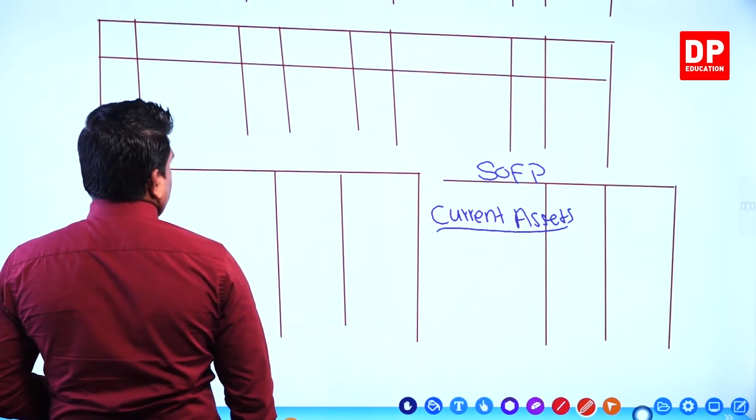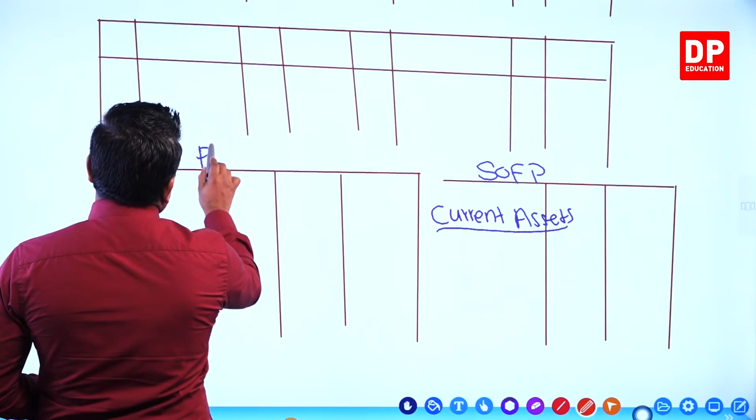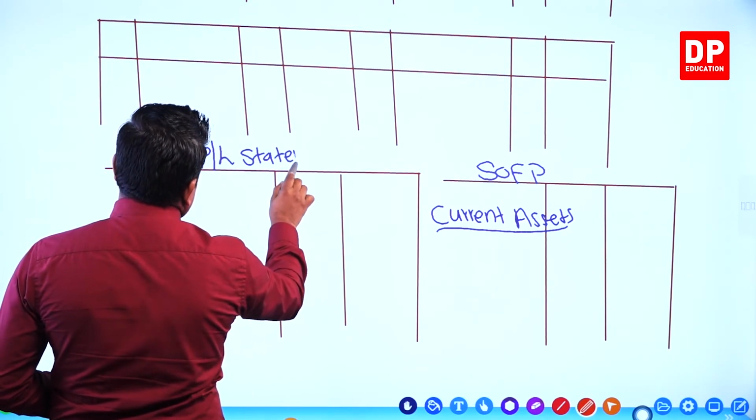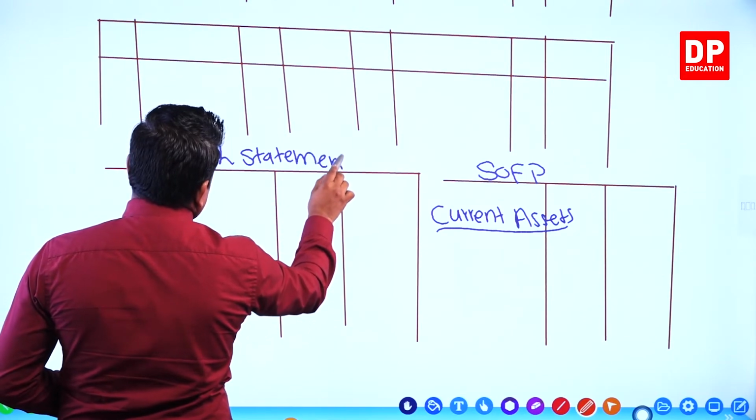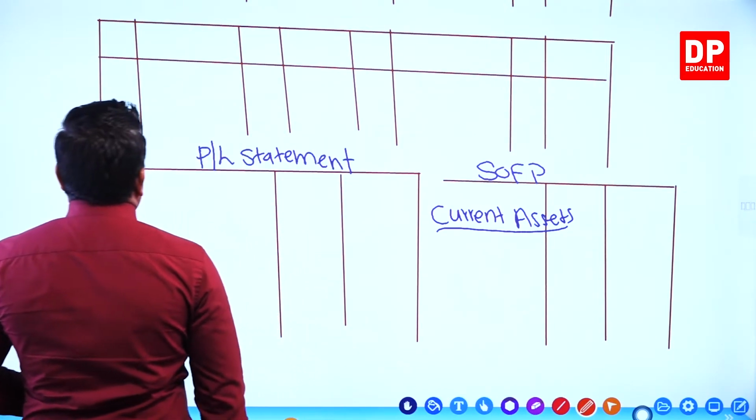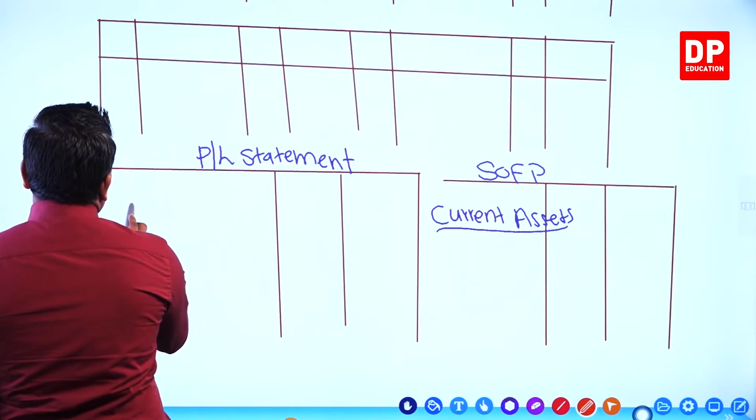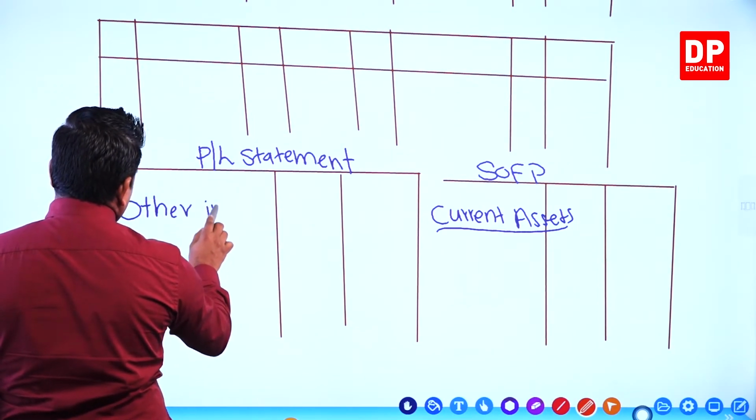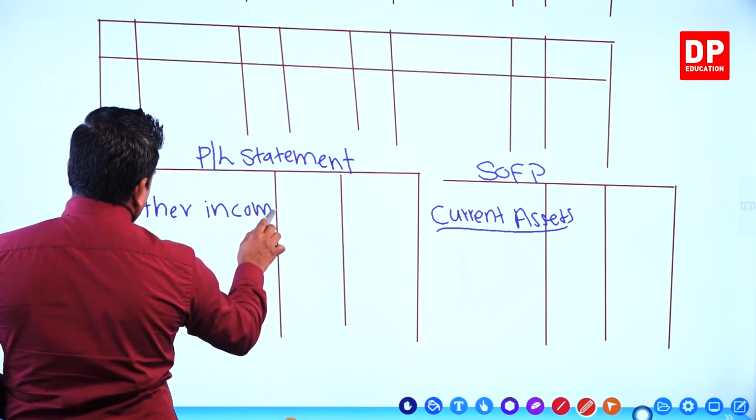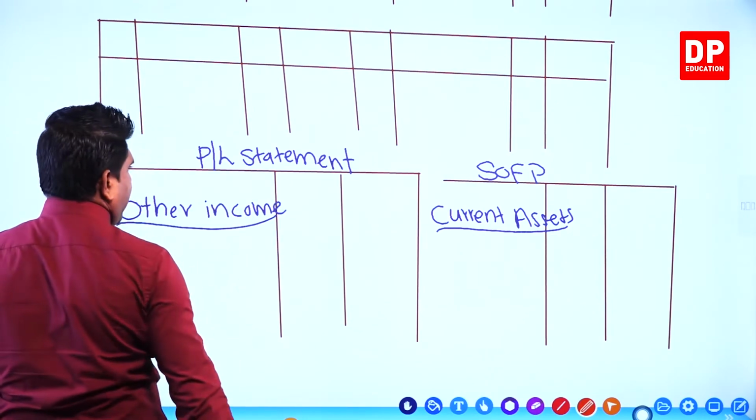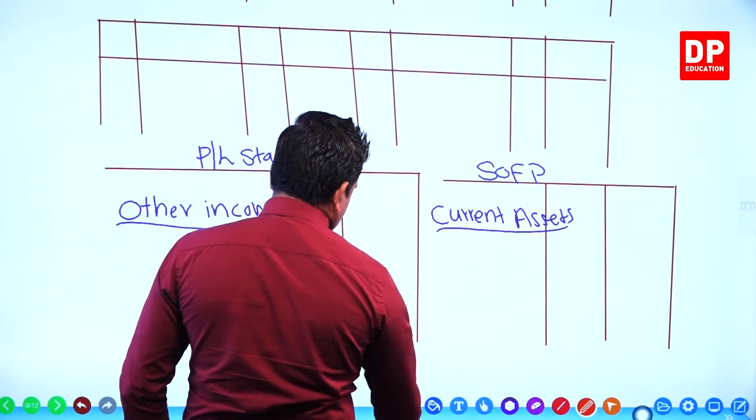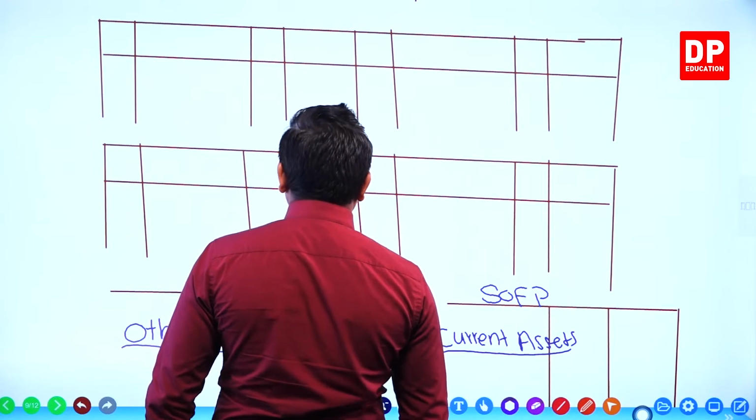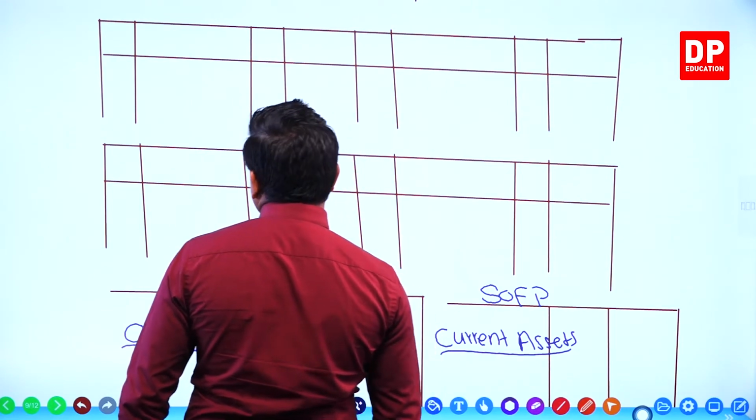Right? Here, the profit and loss statement. There are other income. Under the other income, we write. Right? Now the next one, ledger accounts, right? Ledger accounts.